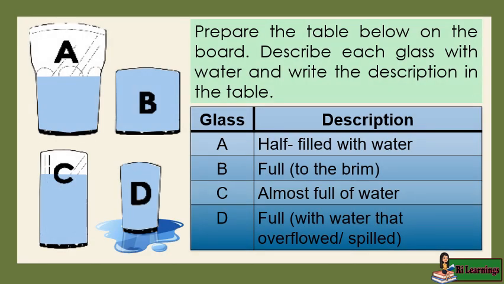Prepare the table below on the board. Describe each glass with water and write the description in the table. Glass A. Description: half filled with water. Glass B. Description: full to the brim. Glass C. Description: almost full of water. Glass D. Description: full with water that overflowed, spilled.